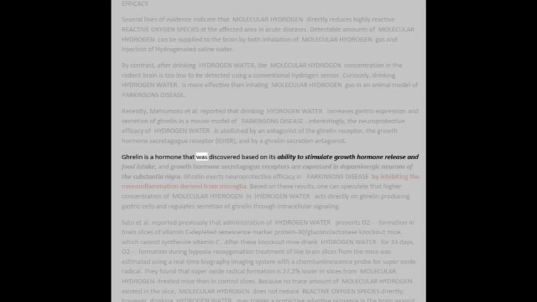Ghrelin is a hormone that was discovered based on its ability to stimulate growth hormone release and food intake, and growth hormone secretagogue receptors are expressed in dopaminergic neurons of the substantia nigra. Ghrelin exerts neuroprotective efficacy in Parkinson's disease by inhibiting the neuroinflammation derived from microglia. Based on these results, one can speculate that a higher concentration of molecular hydrogen in hydrogen water acts directly on ghrelin-producing gastric cells and regulates secretion of ghrelin through intracellular signaling.